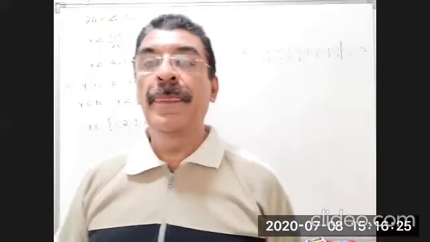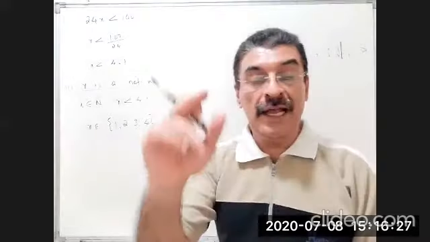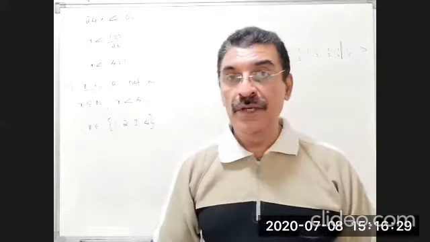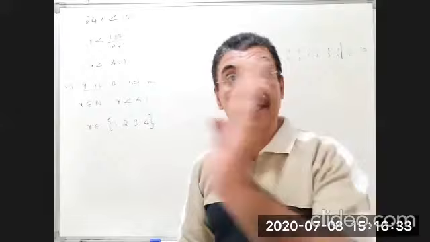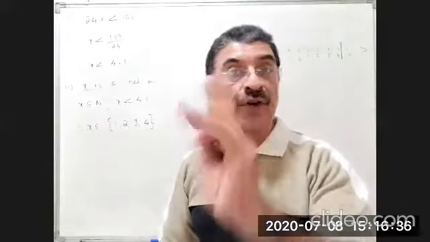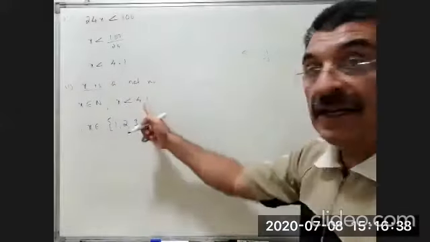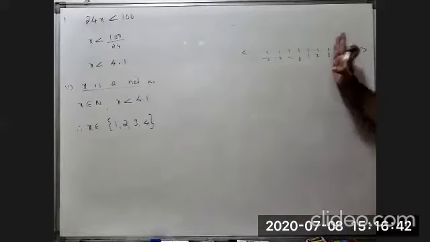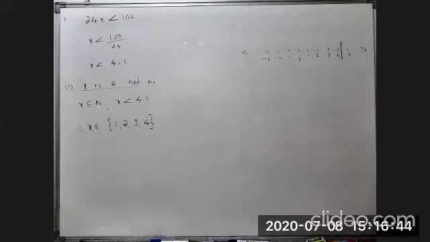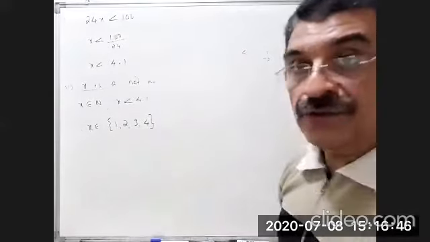Whereas if it was natural numbers less than 4, then definitely only up to 3. Less than 4 means 4 is not included. Here it is less than 4.1. So 4.1, you can see the blue line, towards the left of the blue line, starting from 1, because natural numbers start from 1.